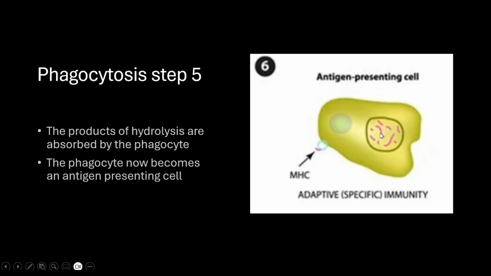And then the products of that hydrolysis, so the remains of the pathogen, get absorbed by the phagocyte, and the phagocyte actually presents them on its surface. So it takes those antigens and presents them on the surface of the phagocyte. You call that an antigen presenting cell, so an APC. So it becomes antigen presenting.